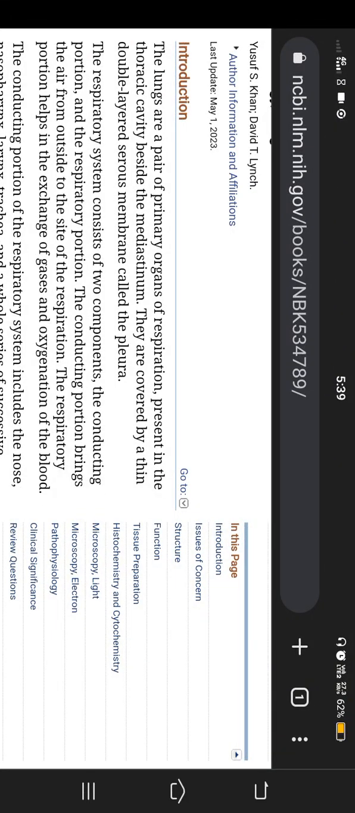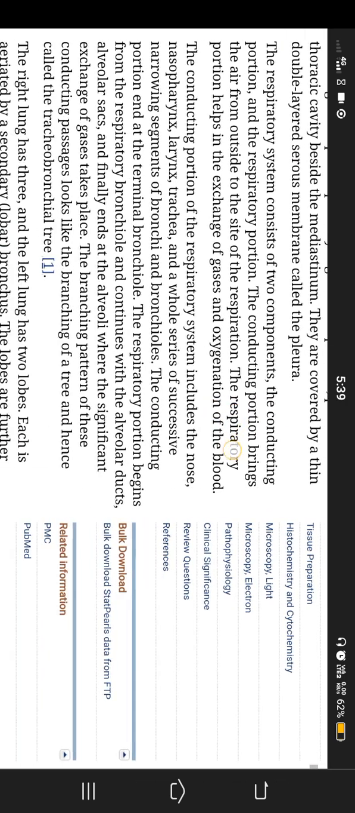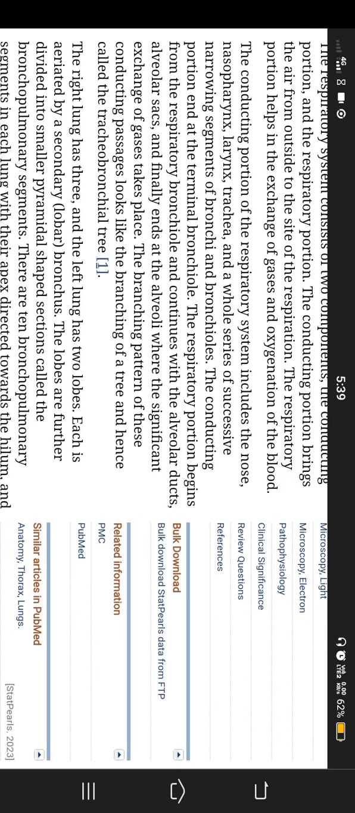Then the respiratory system consists of two components, the conducting portion and the respiratory portion. The conducting portion brings the air from outside to the site of respiration. Then the respiratory portion helps in the exchange of gases and oxygenation of the blood.